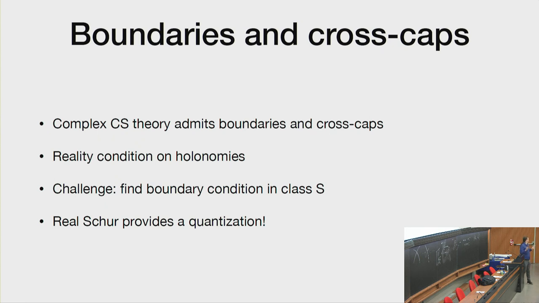The 3D correspondence can be used for that. There are some... it's not algorithmic yet, but I think it can be algorithmic. So if you can find such a boundary condition, you get the quantization of this Chern-Simons theory in this setting.